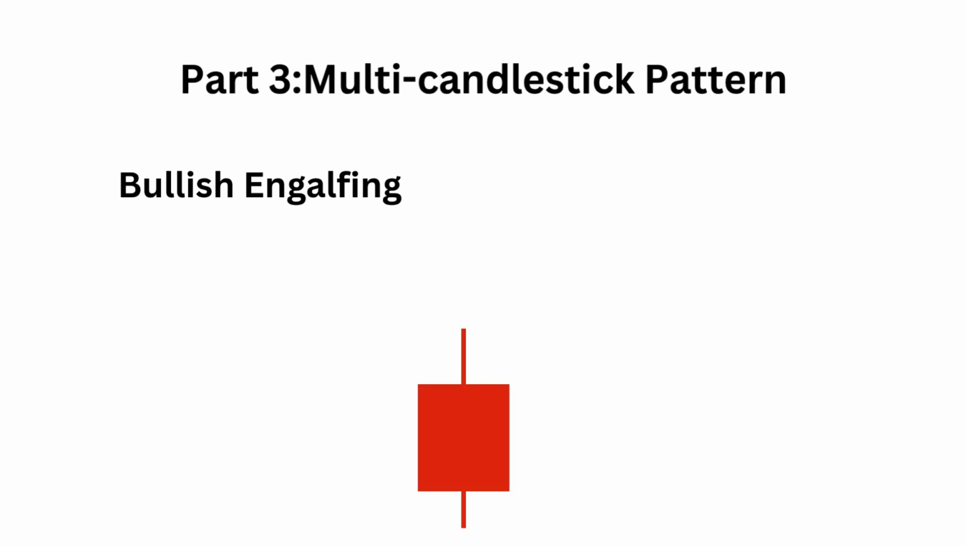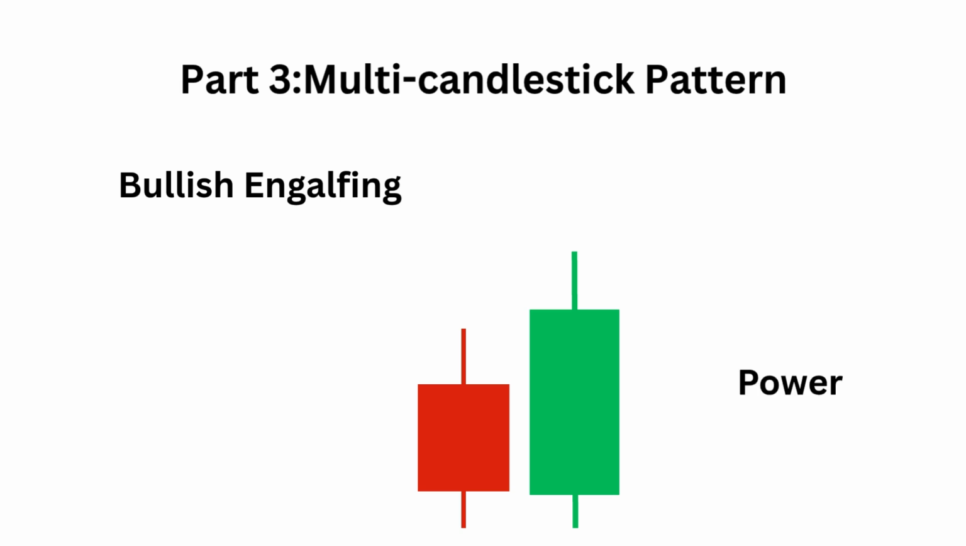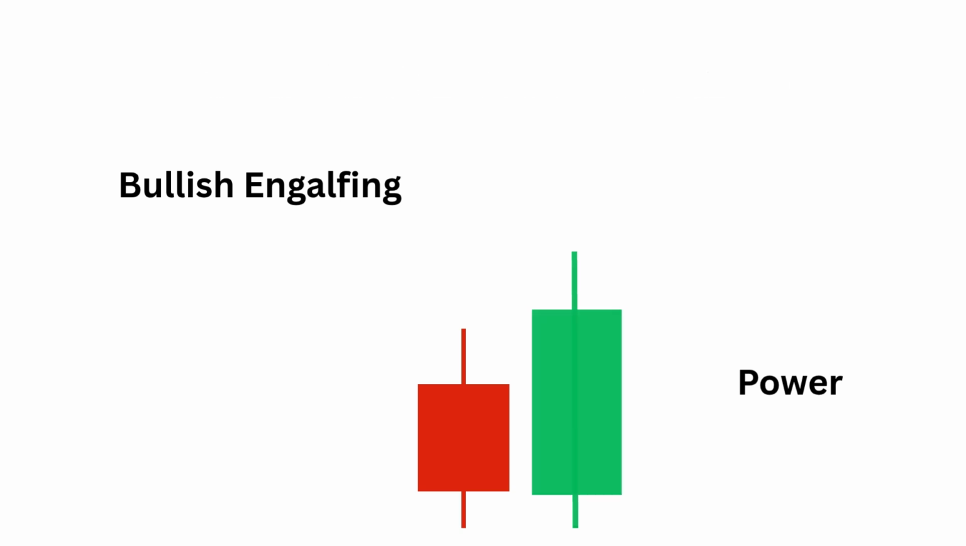You get two candles. First, a small red candle that's the last breath of the bears. Next, a big green candle that completely engulfs the red one, opens lower, closes way higher. It literally swallows the previous candle. This move signals power. It shows that buyers have stepped in with force, and momentum is swinging back in their favor.